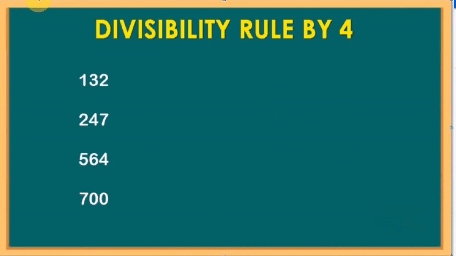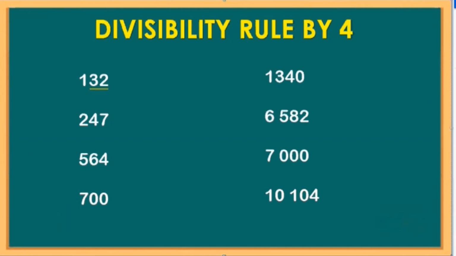Let us have these numbers: 132, 247, 564, 700, 1340, 6582, 7,000, and 10,104. Let us start with 132.